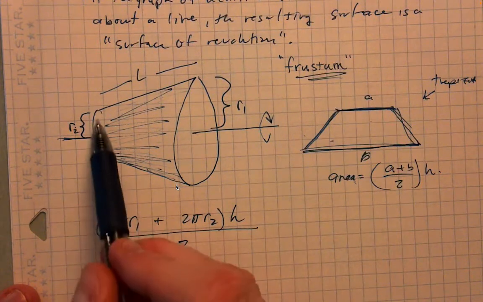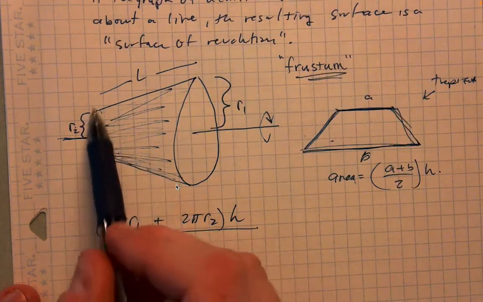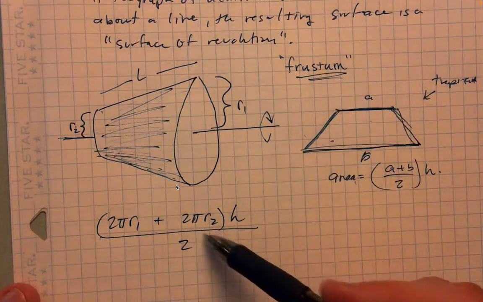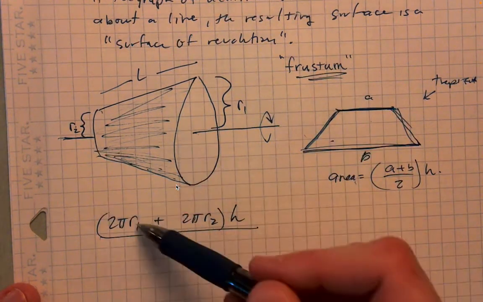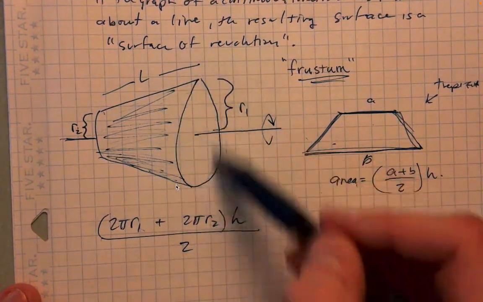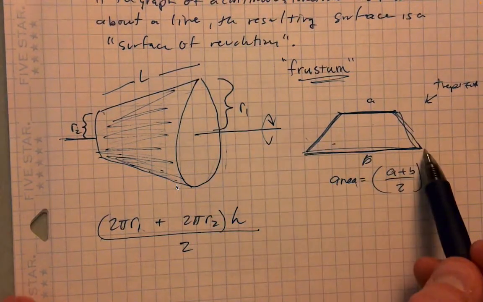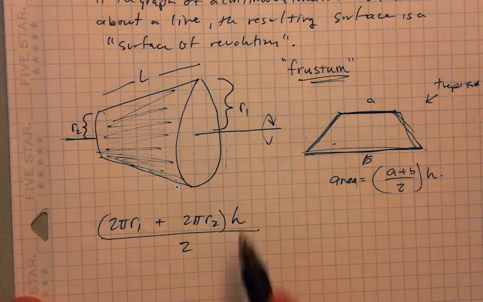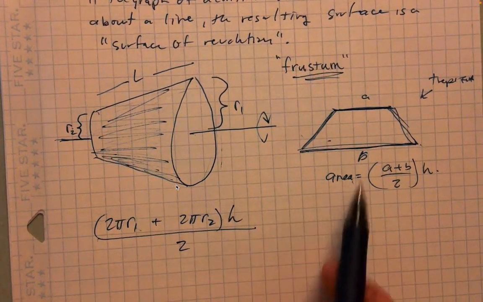2 pi r1 is going to be the length of this circular part here, which is this. 2 pi r2 would be this one. 2 pi r1 would be this one, which would be the length of this circular region here. Divide by 2 and multiply by h, and you get this.